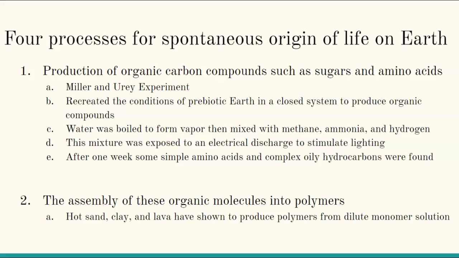So let's talk about the 4 processes for spontaneous origin of life. This goes back to the previous slide where did the first cell come from? So this is sort of the working theory currently on what happened. So number 1, production of organic carbon compounds such as sugars and amino acids. This was replicated in an experiment by Miller and Urey. So they recreated the conditions of a prebiotic Earth, so before life was on Earth, in a closed system to see if you could produce organic compounds. Organic meaning that it has carbon and hydrogen in it.